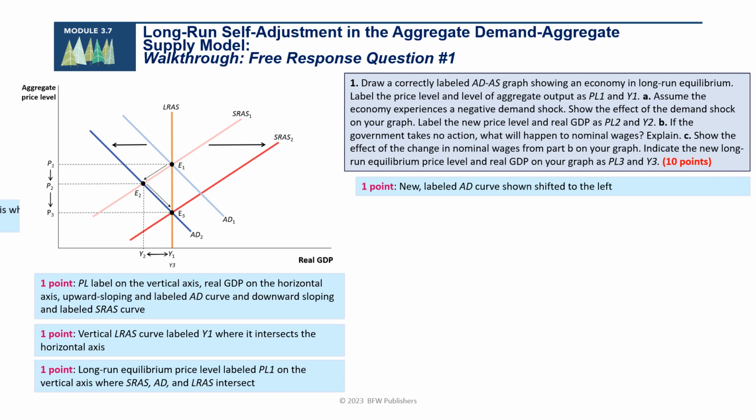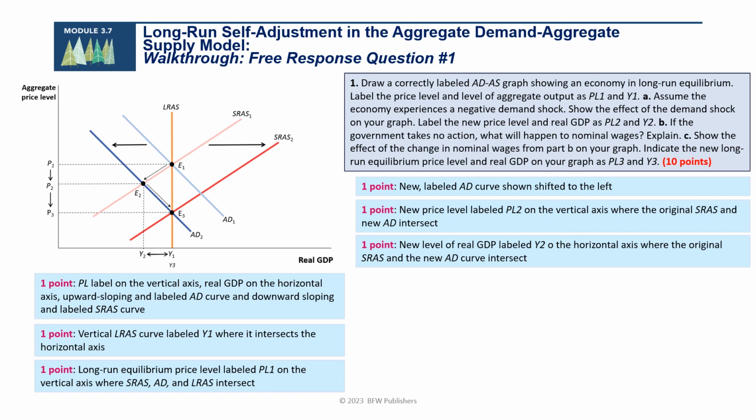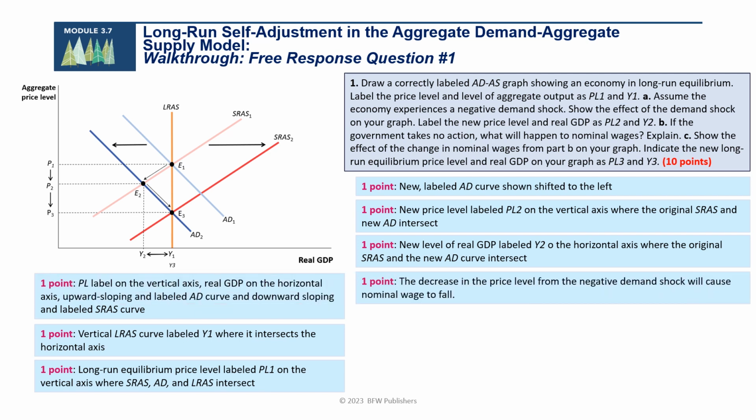And it asks you what's going on right at E2. So you correctly label P2 and Y2 respectively on the vertical axis and horizontal axis to make certain that you now have identified what's going on with price level and GDP, real output, at E2. Then you have to say that this negative demand shock causes nominal prices to fall. It wouldn't hurt to say that this is a recessionary gap. So the difference between Y2 and Y1, right now the economy is in a recessionary gap.